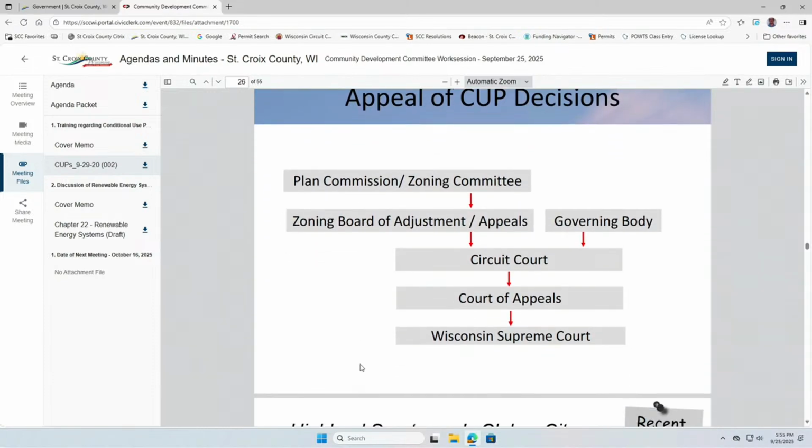So we've already talked about this. Here would be the CDC or the committee, and then go to the Board of Adjustment, which is our appeals board, and then it would go to the court, and then the appeals court and Supreme Court. So again, if they jump ahead, that's usually a good thing that we can fight. They need to follow this process.